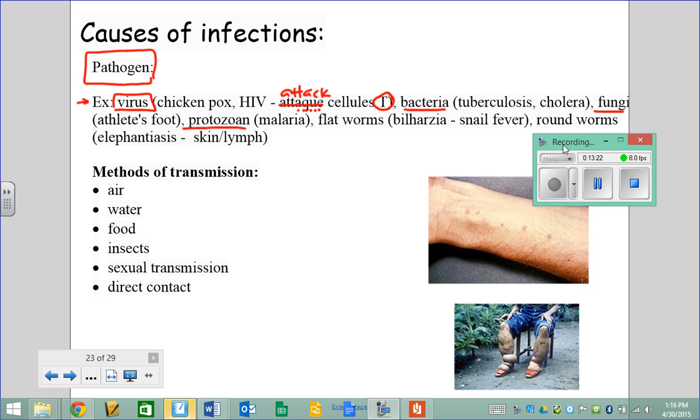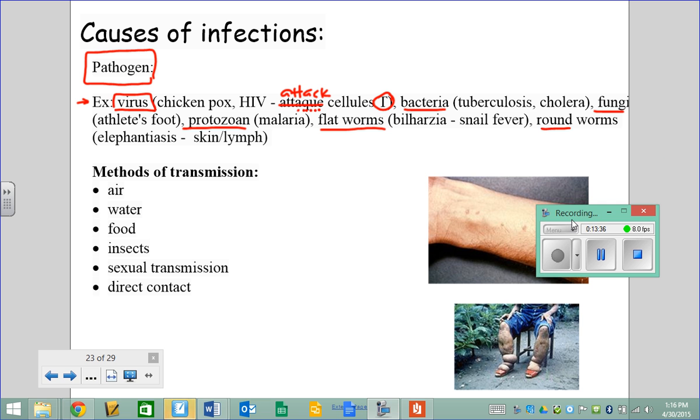It could be some kind of worm, which sounds super gross, but it's a way that infections are transmitted. There's a worm that causes snail fever, which is called bilharzia. I just thought that was a cool word. There are roundworms, so there's more than one kind of worm that could be giving you an infection.